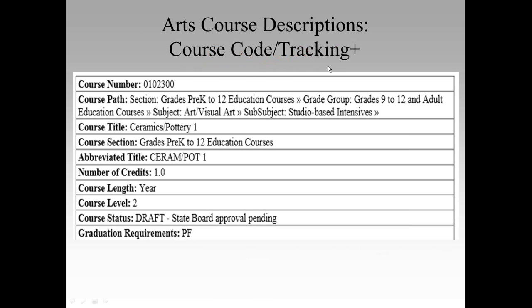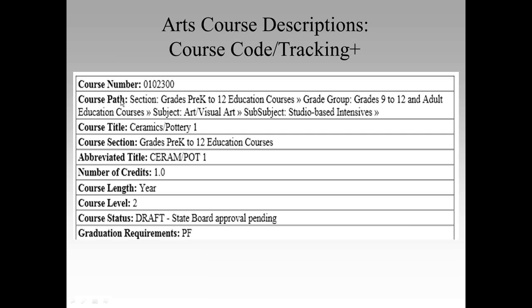This is the course code information and tracking, and it appears at the top of every course description, K through 12. So let's take a look at the course title. This is the top segment of a course for ceramics/pottery 1. Its course code is this, and you could expect that pottery 2 would probably be 0102310, and I would be willing to bet you that pottery 3 would be 2320 at the end.